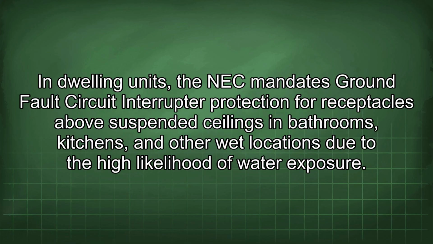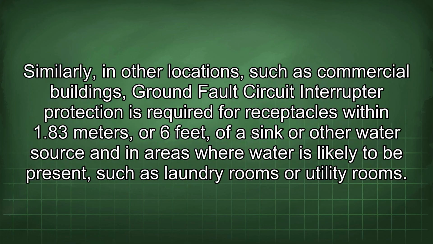In dwelling units, the NEC mandates ground fault circuit interrupter protection for receptacles above suspended ceilings in bathrooms, kitchens, and other wet locations due to the high likelihood of water exposure. Similarly, in other locations such as commercial buildings, ground fault circuit interrupter protection is required for receptacles within 1.83 meters or 6 feet of a sink or other water source, and in areas where water is likely to be present, such as laundry rooms or utility rooms.